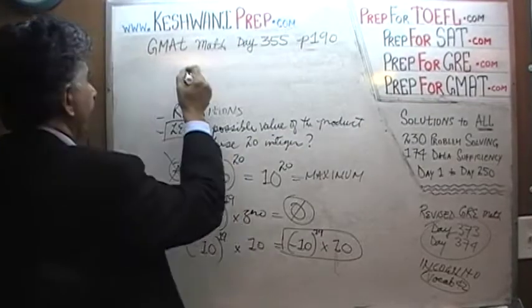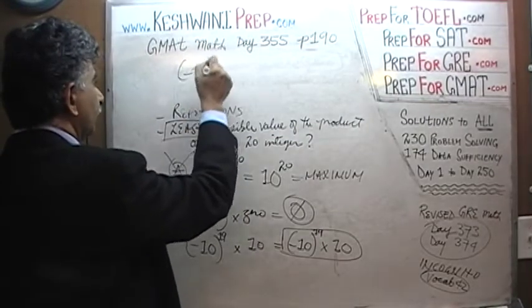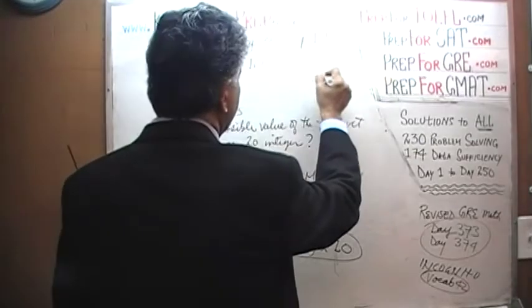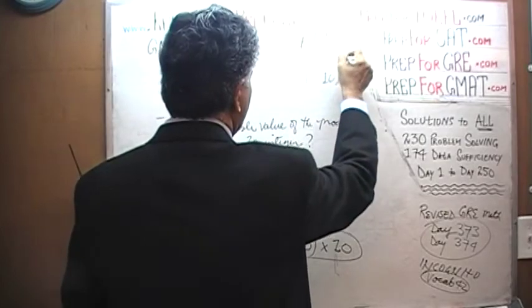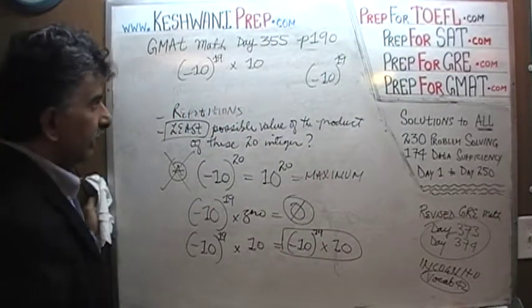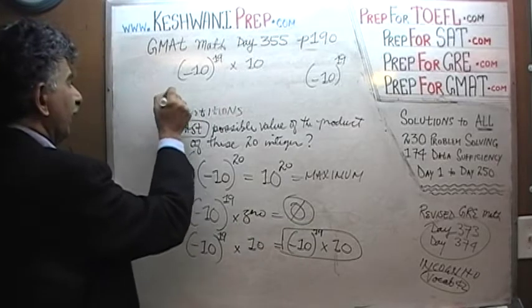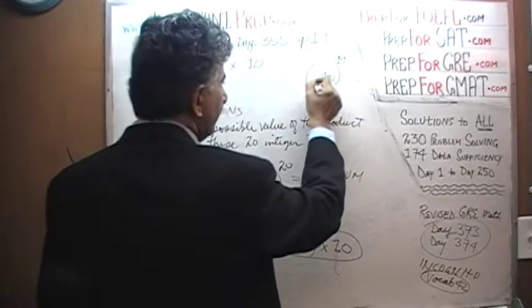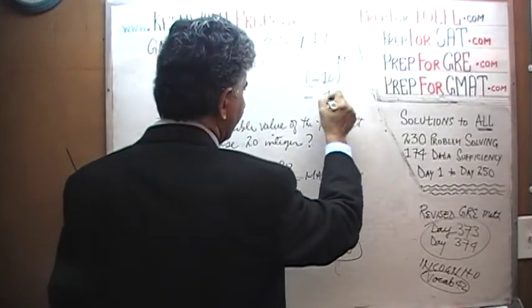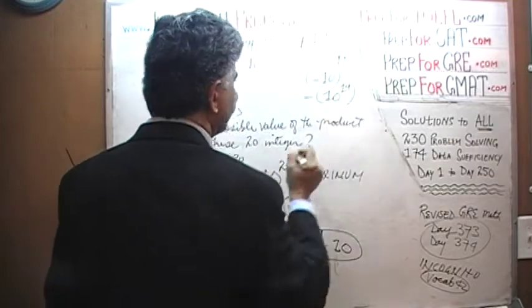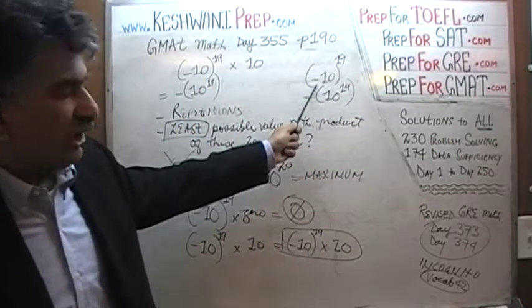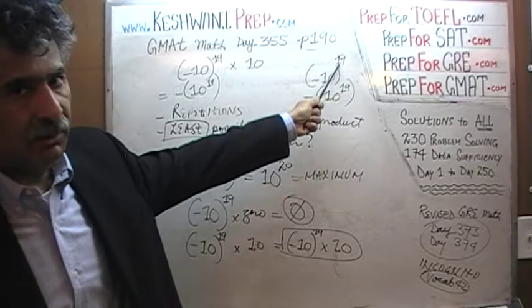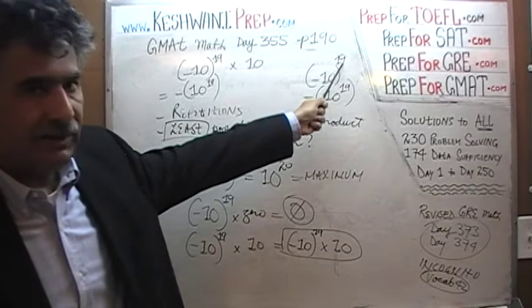So what we have here is negative 10 raised to 19 times 10. Now, negative 10 raised to 19, of course, is a negative number. This negative is going to remain negative, and this is going to be 10 raised to 19. Are you able to see that? Because this negative is not going to go away because the exponent is an odd number. Negative 10 raised to 19 is going to be a negative number.